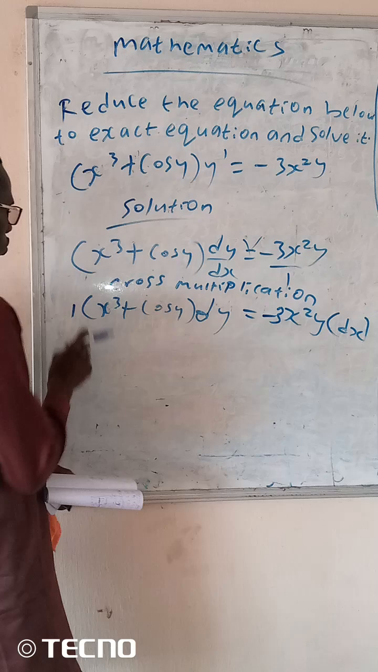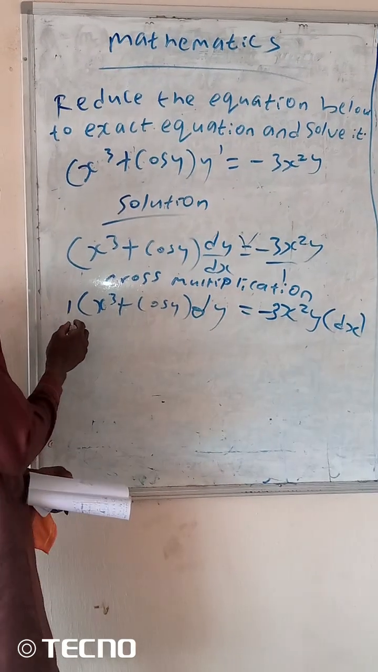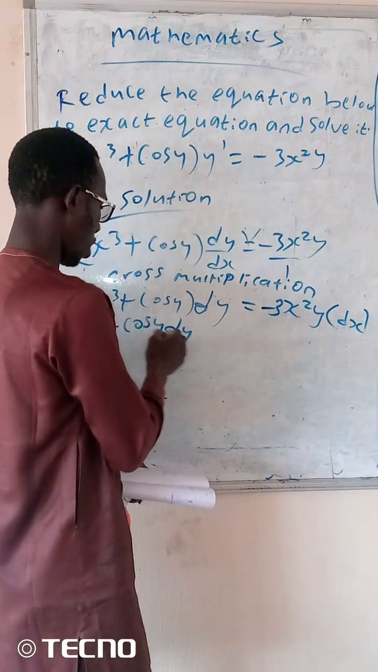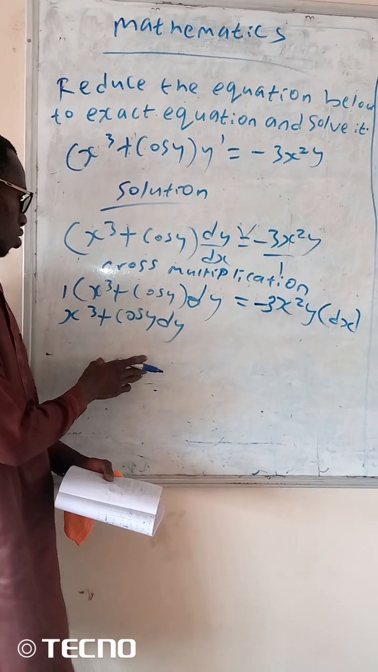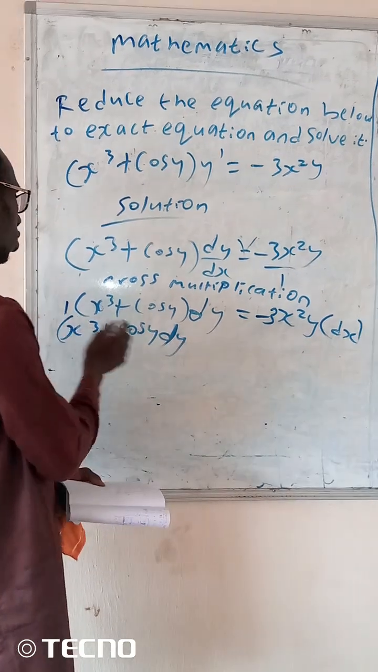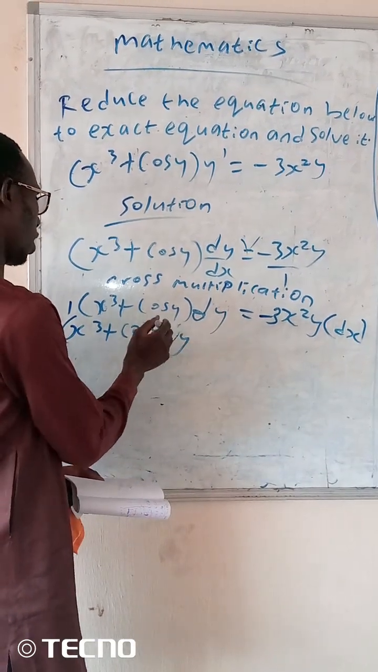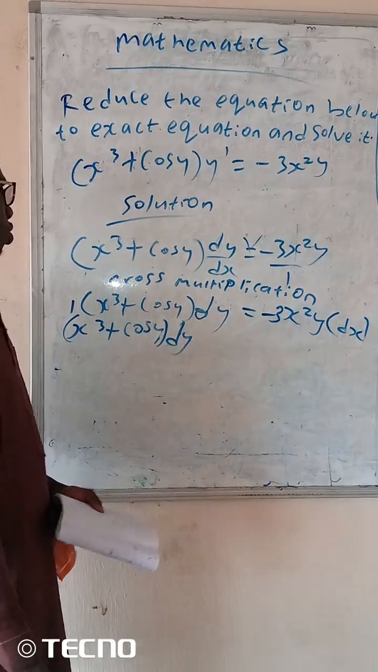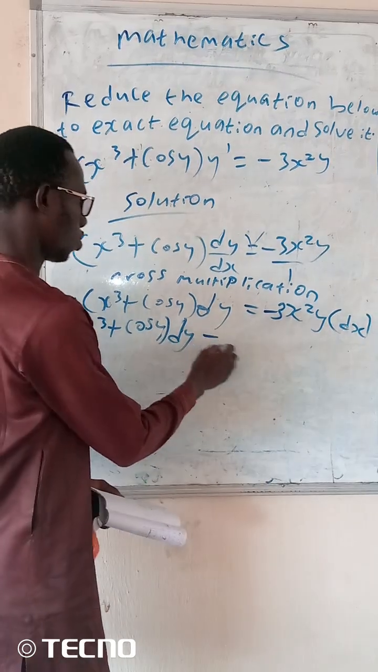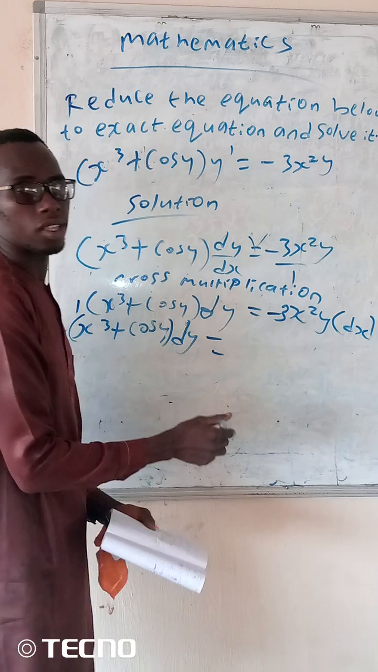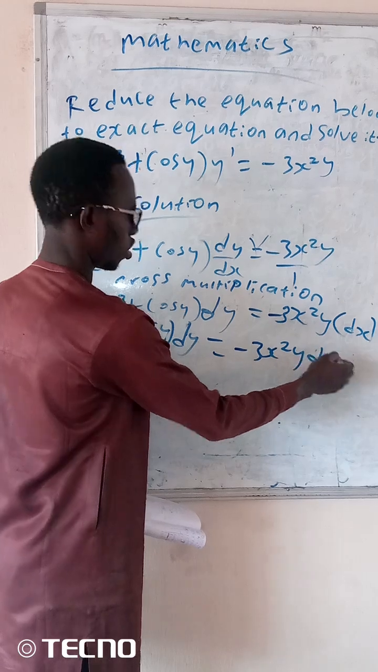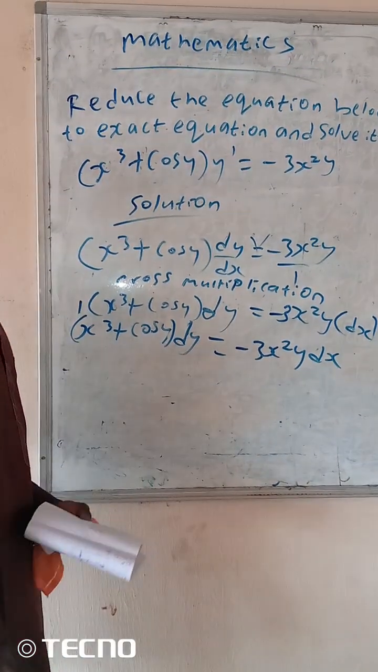So I hope you're following. So we have 1 multiplied by everything here, which remains the same: x raised to the power 3 plus cos y dy. So this is what we have now. Are you getting it now? Okay, let's leave it here. So 1 multiplied by everything here remains the same. So equals to minus 3x squared y multiplied by the dx. We have minus 3x squared y dx. So this is what we have now.